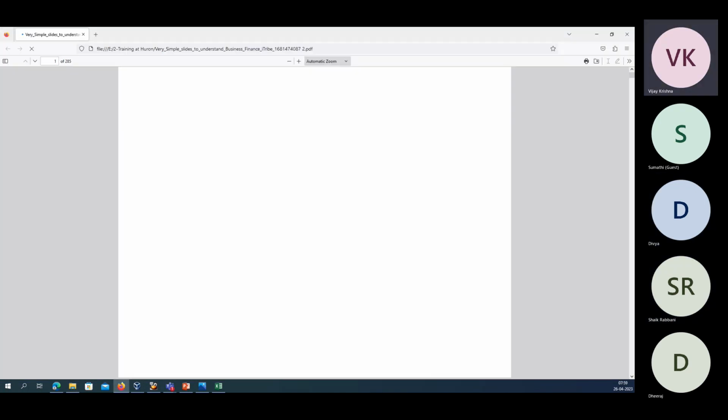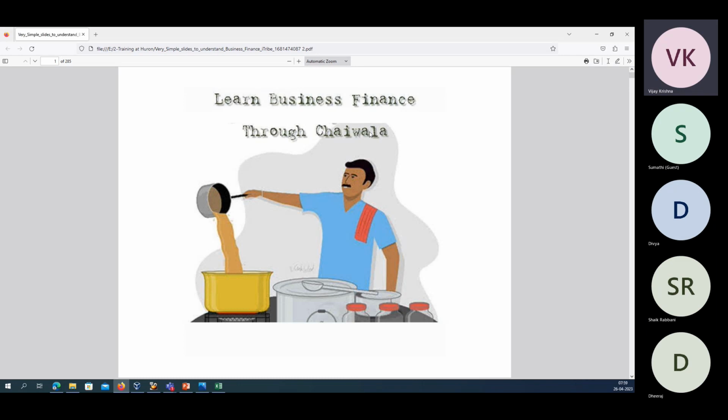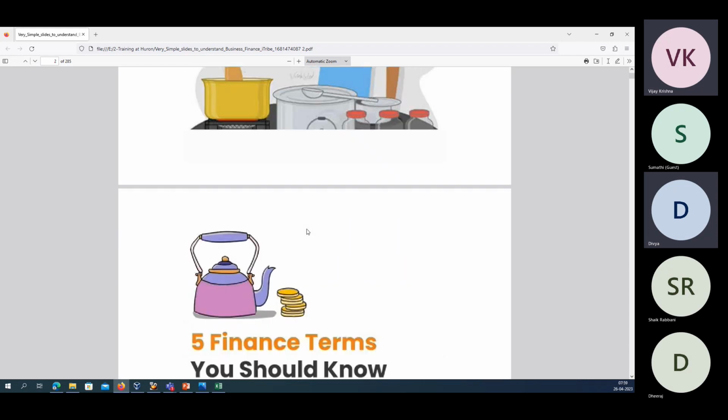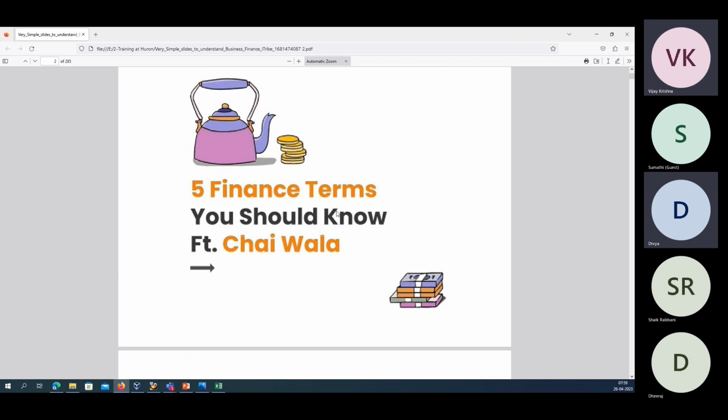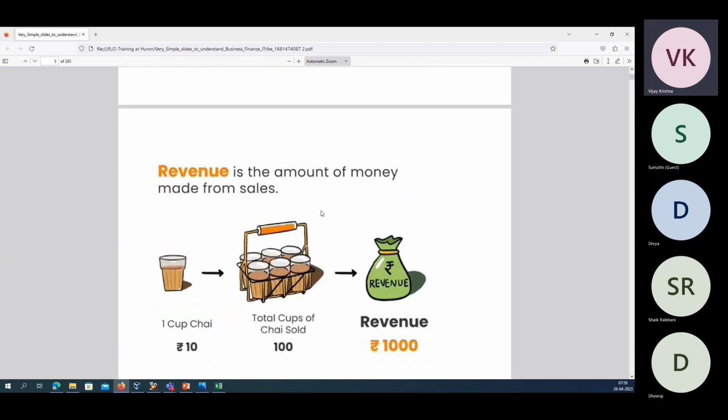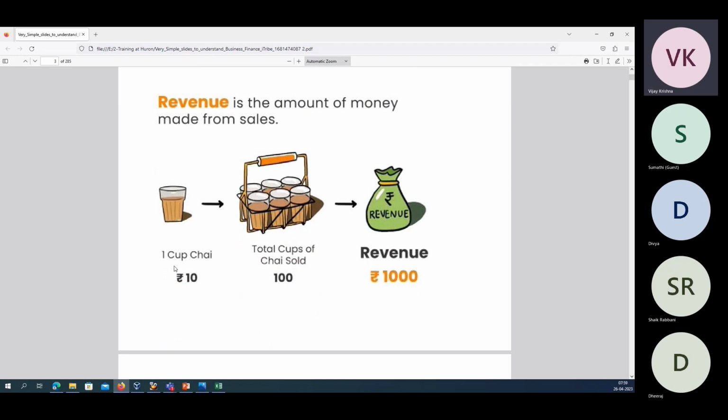So I'll just share with you the financial terms, from a small example of a chaiwala. By understanding this, you'll understand the basics of financial terminology. So the five financial terms you should know. Basically, what is revenue? Say, for example, I'm selling tea. One cup of tea is 10 rupees, and I've sold 100 cups of chai, then 10 into 100, 1000, is my revenue. Okay, so this is my revenue.